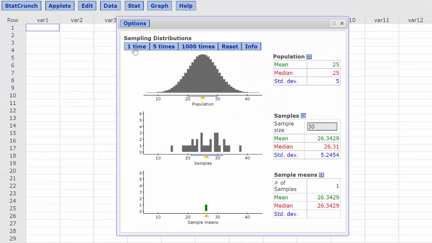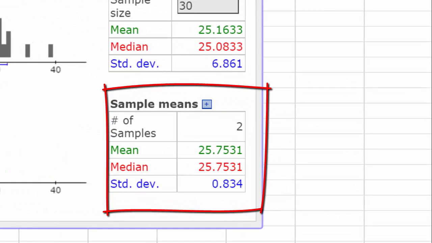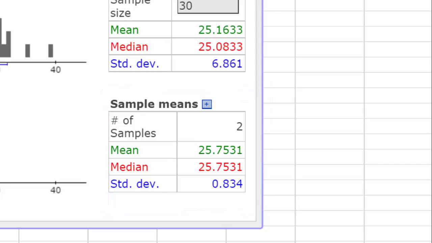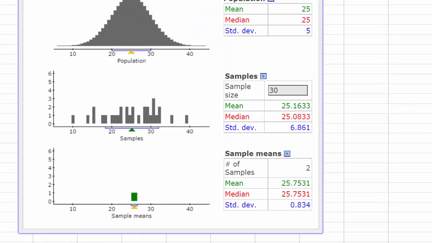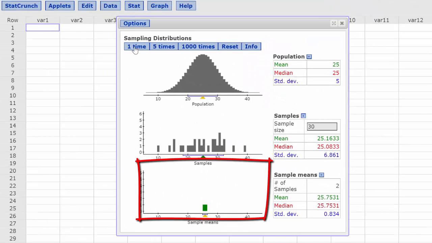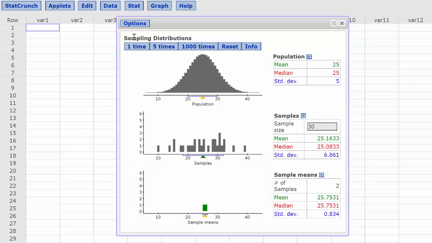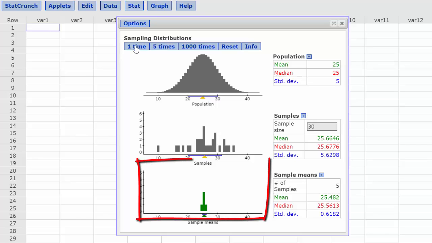Let's select another sample. Again, we're going to select one time. Notice what happens. Most likely, you're going to get a different sample mean. I got 25.7531 in this case. And again, it's plotted in the green at the bottom. Let's do this 3 more times and notice what happens. So I have a total of 5 samples here. Yours is going to look a little different. Notice that each sample produces a slightly different sample mean. Again, these sample means are being plotted down here on the bottom in green.